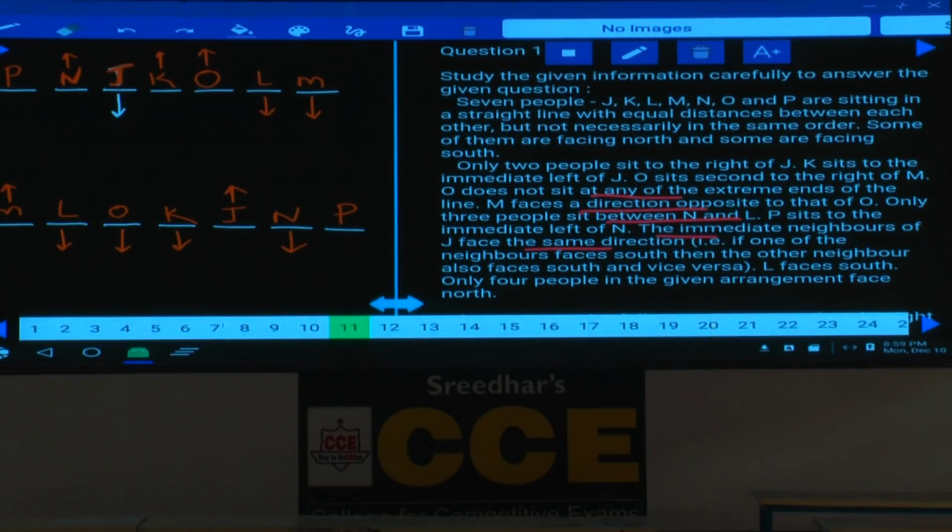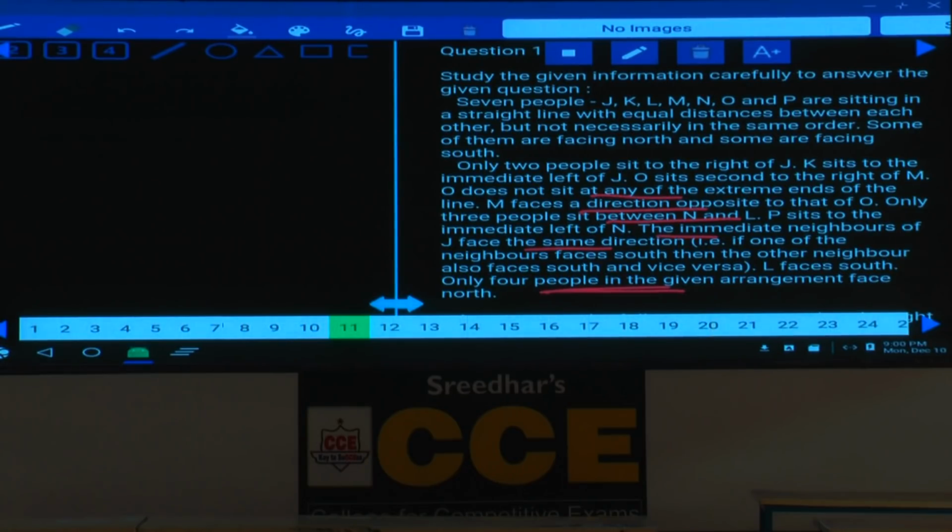If L is facing south, only 4 people in the given arrangement face towards north. Now, in the first case, 3 persons are facing south and the remaining 4 persons must face towards north, hence P is facing towards which direction? P is towards north only. Clear now? Then in the second case, as of now 4 persons are south, only 3 persons will be towards north and this will be P. But as the condition is that 4 persons are facing towards north, the second case is completely ruled out. Now, we are left with only one case.